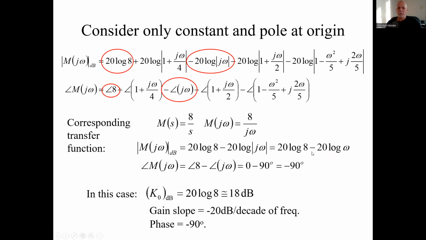And look at this. When omega is 1 radian per second, log of 1 is 0, it's just this guy, which is in dB, the magnitude of this constant term. And then it's a straight line in terms of omega on a log scale. In fact, it's 20 dB per decade of omega.